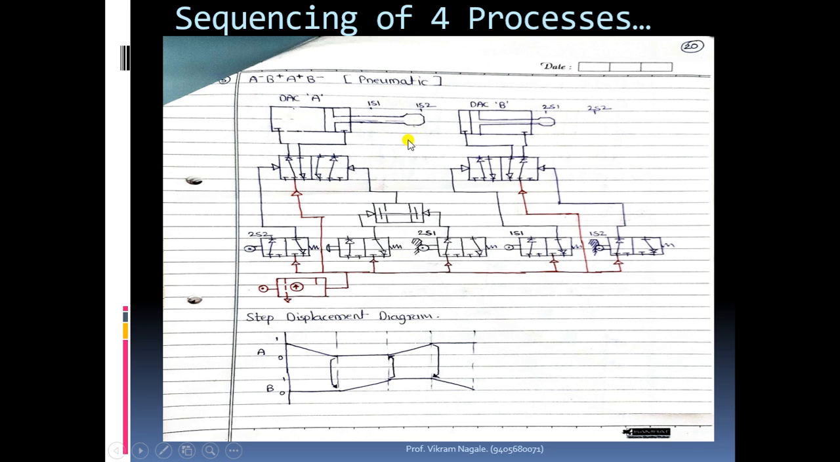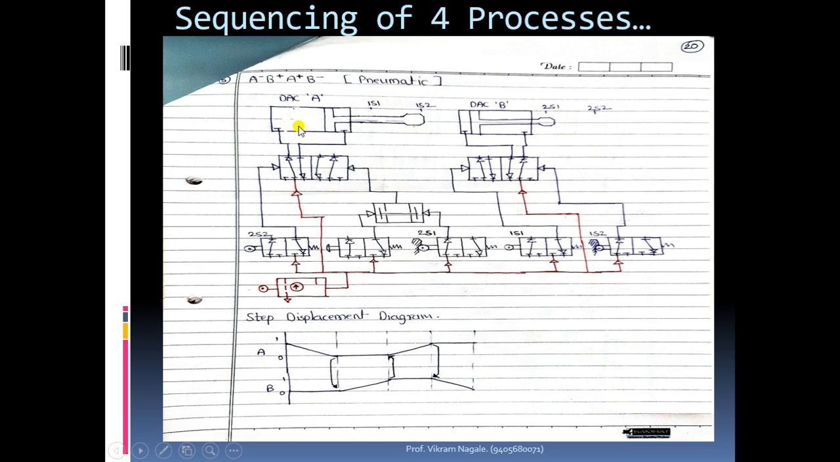So that is the meaning of pressed and unpressed, active and inactive. Here it is clear to you now: the 1s2 limit switch and 2s1 limit switch will be in press condition, and the limit switches 1s1 and 2s2 will be unpressed. Unpressed means inactive. Now how to draw the circuit diagram for this system, for this sequence, that I will tell you now.